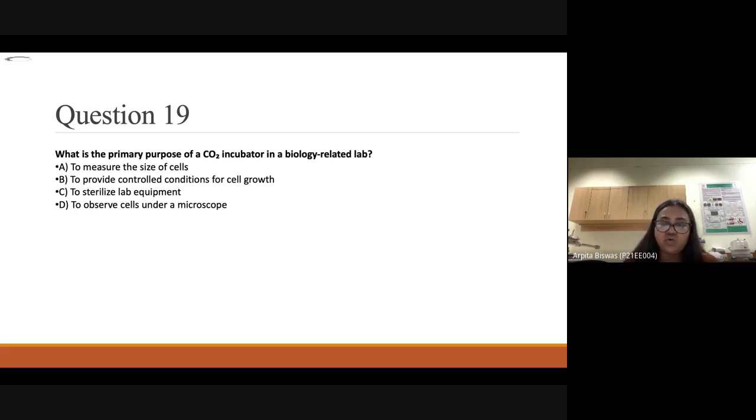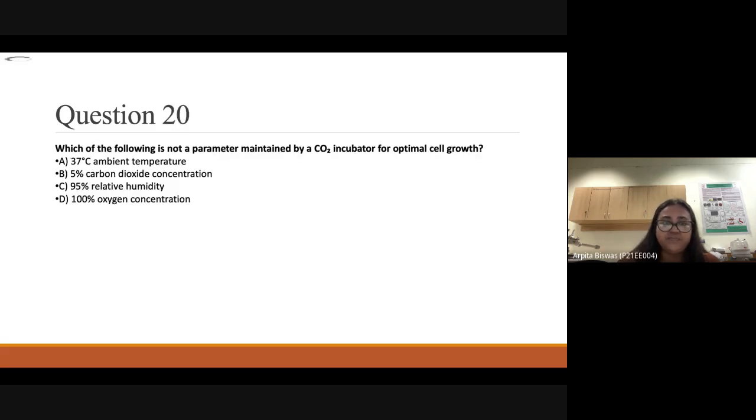So the right answer is option B, to provide the control condition for the cell growth. So what is the primary purpose of a CO2 incubator in a biology related lab? To provide the control environment for cell growth. So next, question number 20.